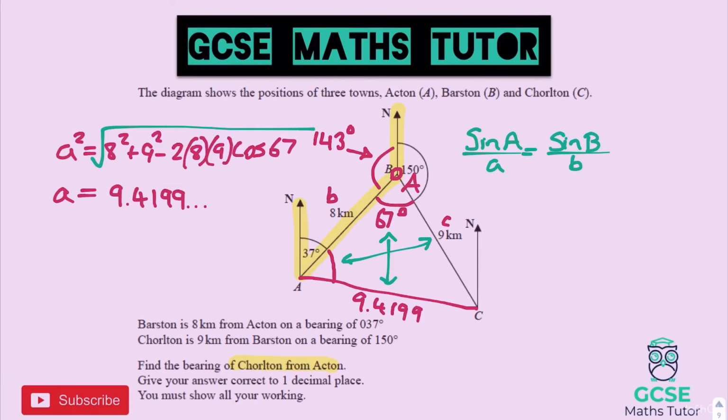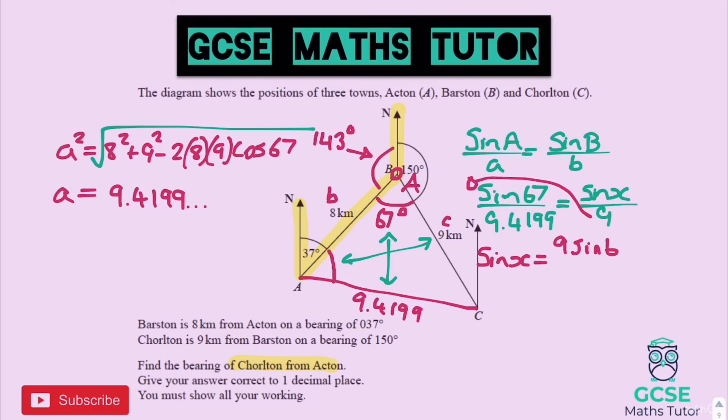There we go, and just plug in the numbers into that. It doesn't really matter which we have A and B as long as we pair up our opposites correctly. So let's go for the first one that we've got a matching pair. We've got sine 67, and that's opposite the 9.4199 we've just worked out. And that's going to be equal to sine x, which is the one we're trying to work out, and that's opposite the 9. Right, so just like with normal sine rule, we're going to times this 9 up. It's going to go up here in front of the sine. So for sine x, we've got sine x is equal to 9 sine 67 all over 9.4199.